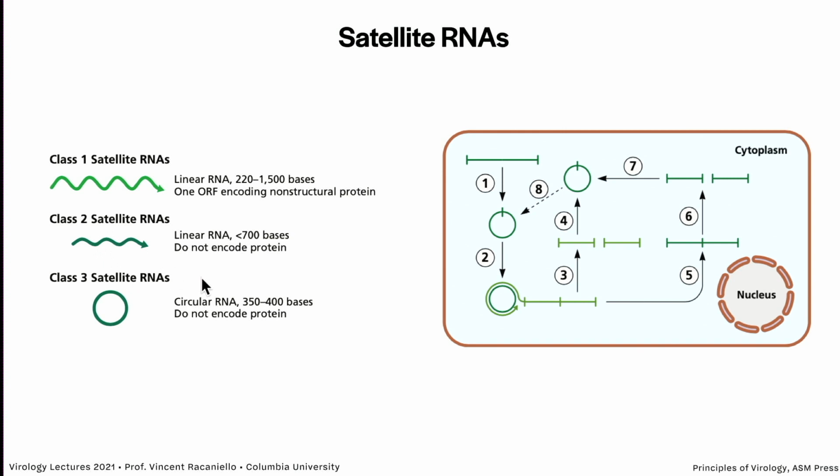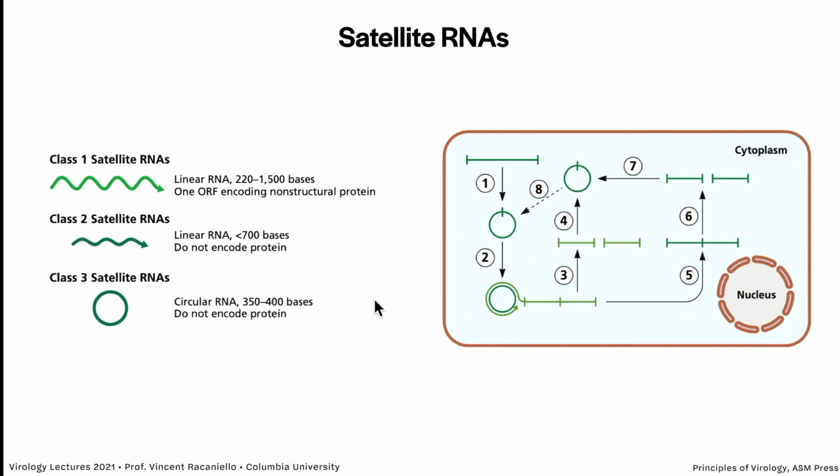But they're all defective in a way because they depend on the helper. So the helper allows them to reproduce. They get packaged in the helper particle, and they endure. And these are in plant and insect viruses, but there are also mammalian examples I'll show you in a moment.